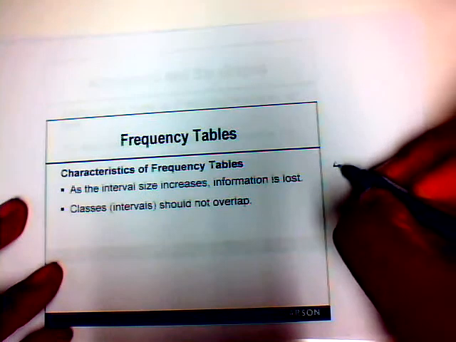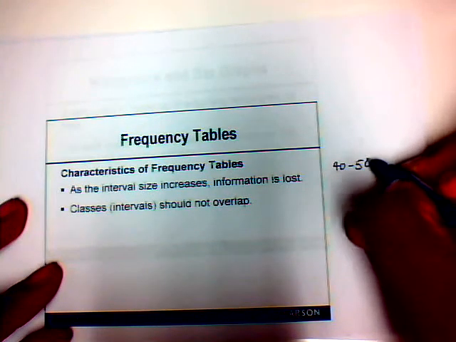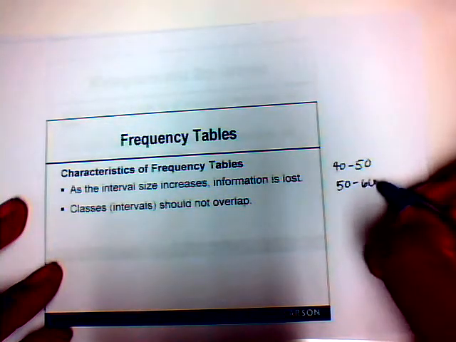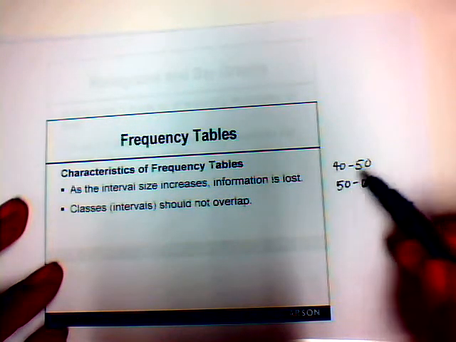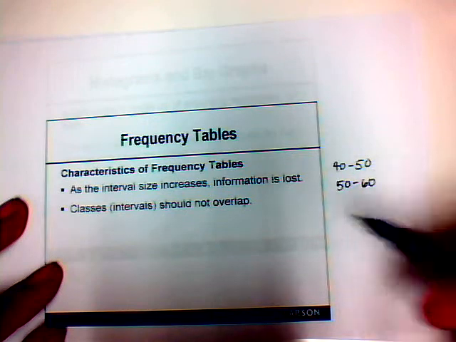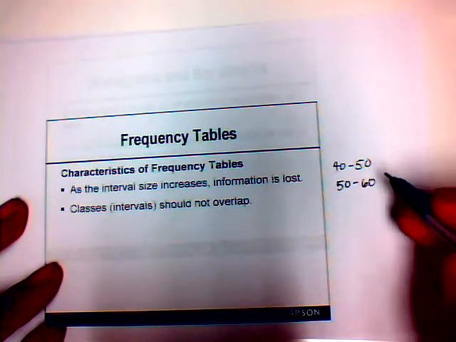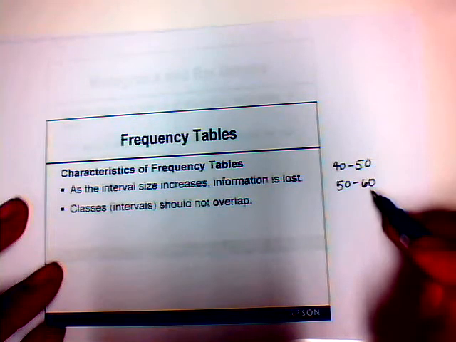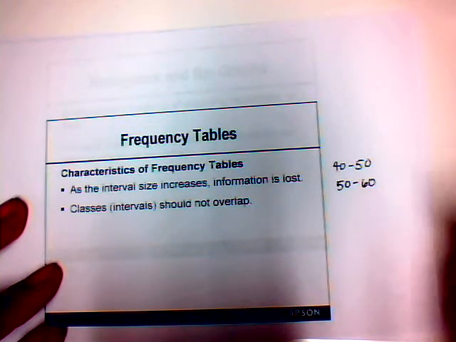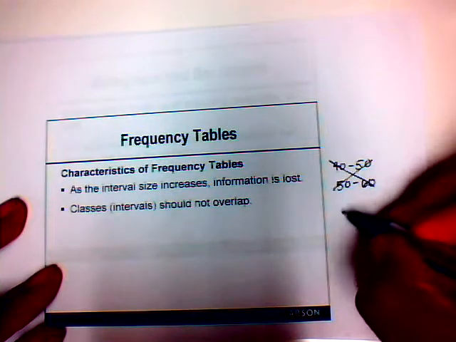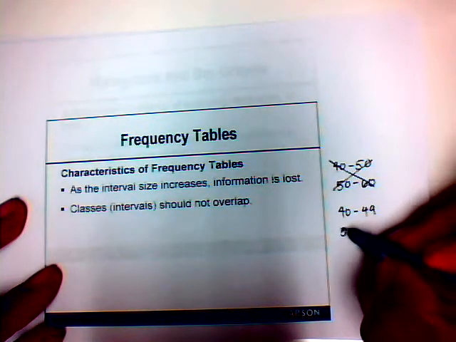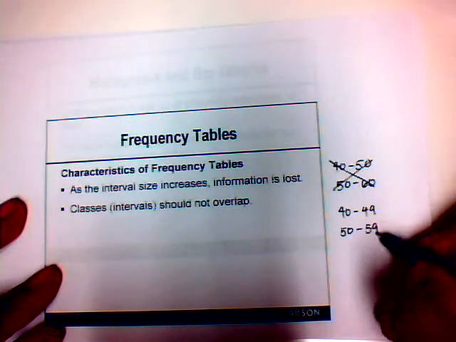So you can't say 40 to 50 and then the next one be 50 to 60. Here there's an overlap with the 50. Because if you have somebody that died at age 50, then you don't know whether it goes in this class interval or in this class interval. So there should not be any type of overlap. It should be 40 to 49 and then 50 to 59.